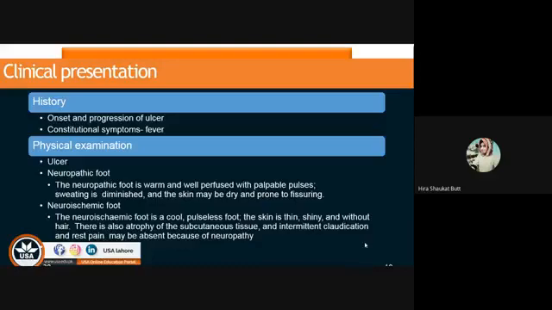You have to ask the patient if you want to rule out the possible cause of the diabetic foot ulcer in the diabetic patient.